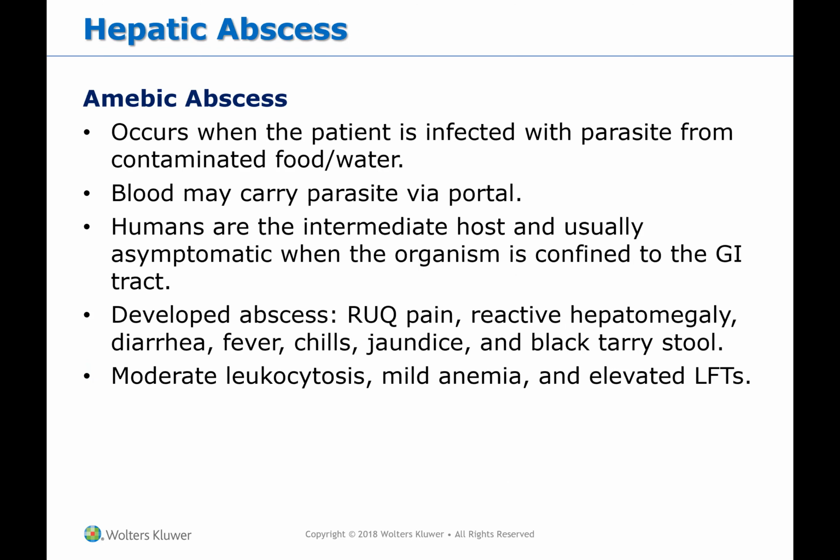Okay, an amoebic abscess occurs when a patient is infected with a parasite from contaminated food and water. Blood may carry the parasite via the portal vein. Humans are the intermediate host and usually asymptomatic when the organism is confined to the GI tract. A developed abscess causes right upper quadrant pain, reactive hepatomegaly, diarrhea, fever, chills, jaundice, black tarry stool, and moderate leukocytosis, mild anemia, and elevated LFTs.